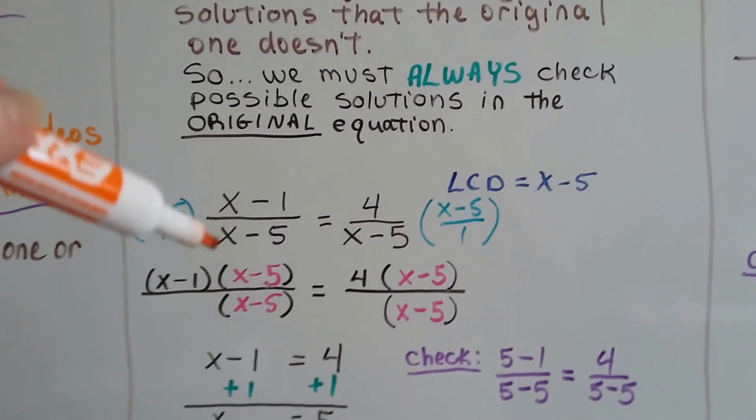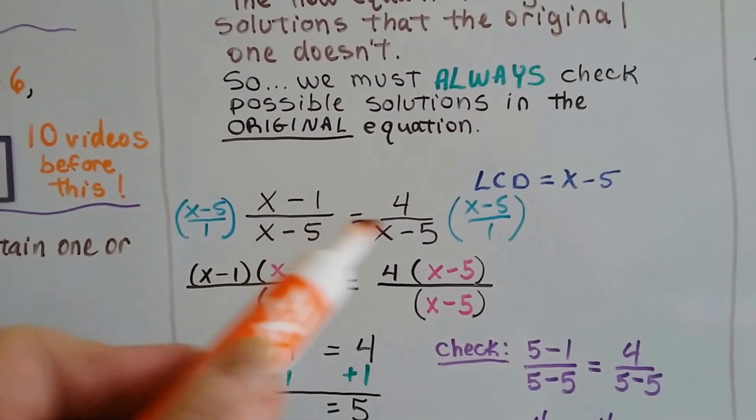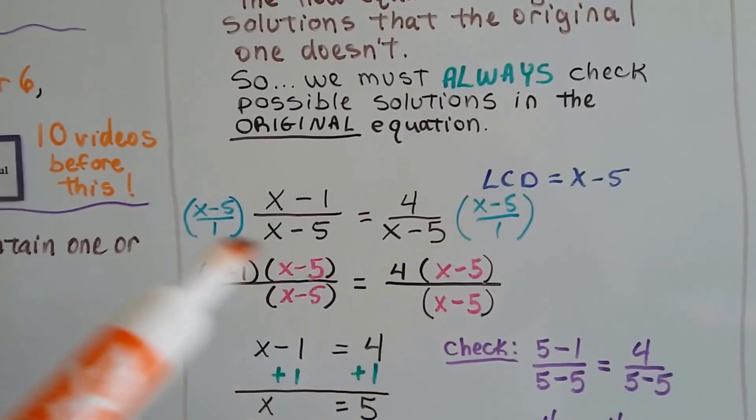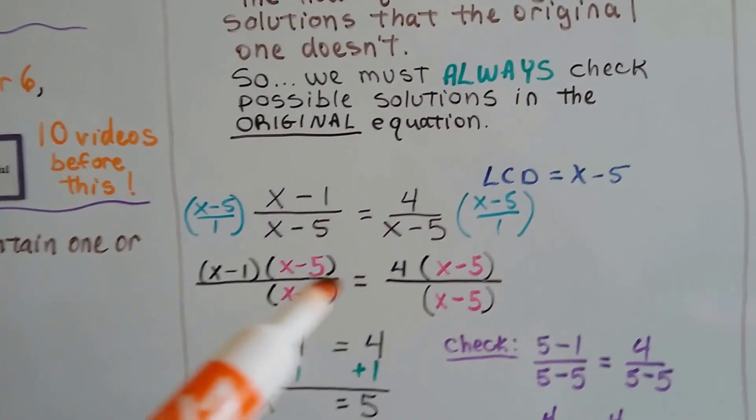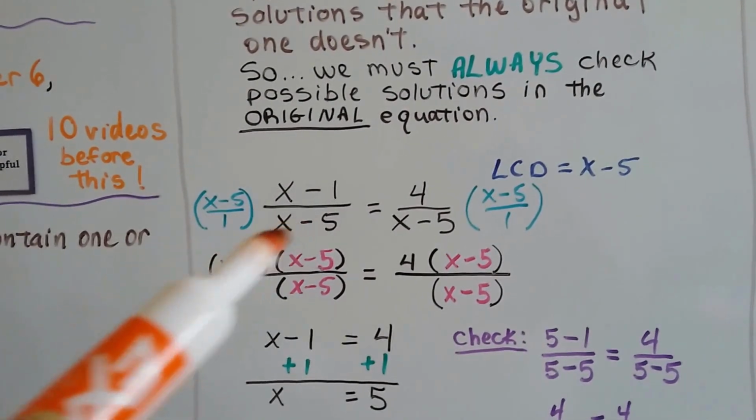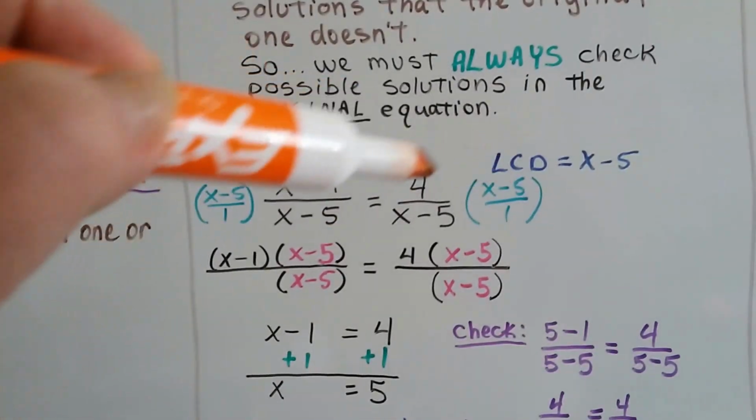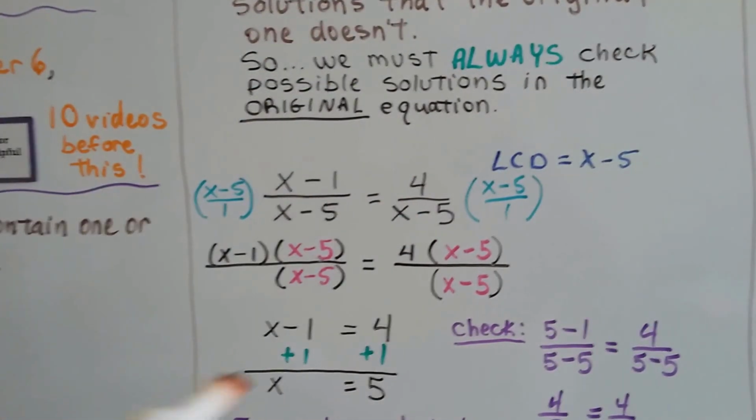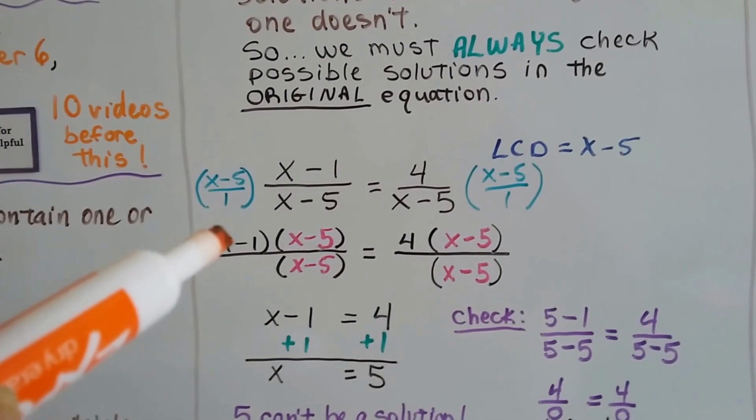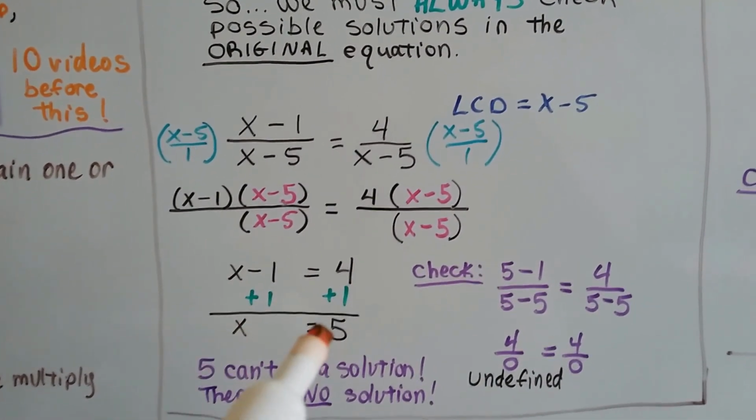We have x minus 1 over x minus 5 equals 4 over x minus 5, and it's very easy to see the least common denominator is x minus 5. That's an easy one, isn't it? So we're going to multiply each side by that x minus 5. We can write it over one fraction bar, and we get x minus 1 times x minus 5 over 1 times x minus 5, which is really just x minus 5. We get 4 times x minus 5 over x minus 5, see? And this cancels out as a 1. This cancels out as a 1. So we end up with x minus 1 equals 4. We can add the 1 to each side and see that x equals 5.